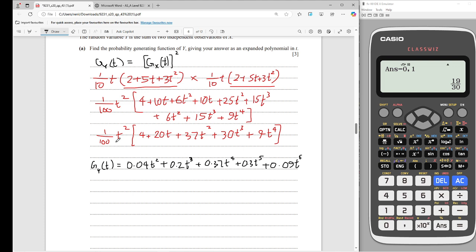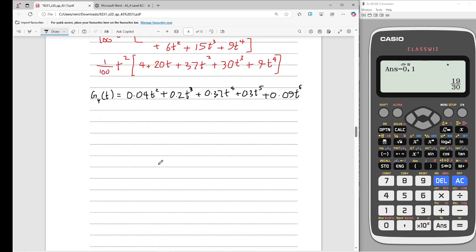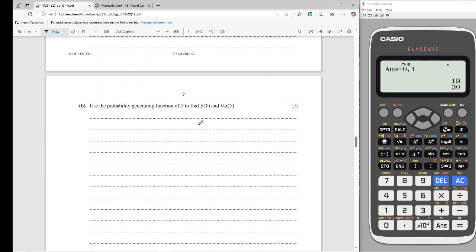Remember, we're just simplifying each of these, just multiplying each of these with this. However, we will use this equation for any kind of differentiating or multiplication purposes. Find E(Y) and variance of Y, which is going to require differentiation, as I said earlier.